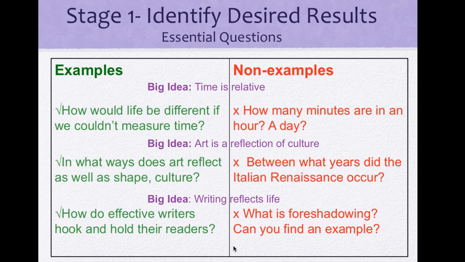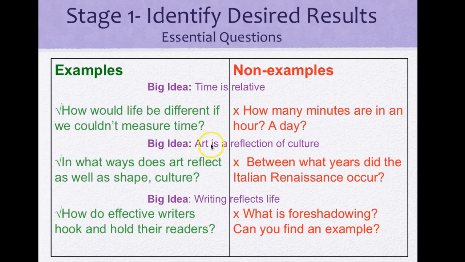So here are some examples of essential questions. Again, we have our big ideas. Everything's related to the big idea of your unit or lesson. So our big idea is time is relative. An example of an essential question would be, how would life be different if we couldn't measure time? Great question. This question is not an essential question: how many minutes are in an hour or a day? That is a test item. This is not an essential question.